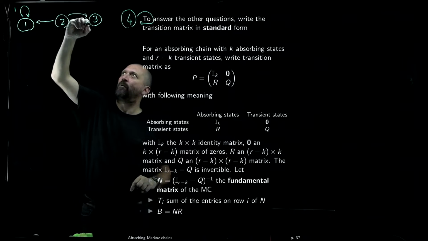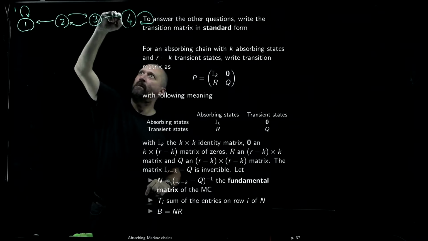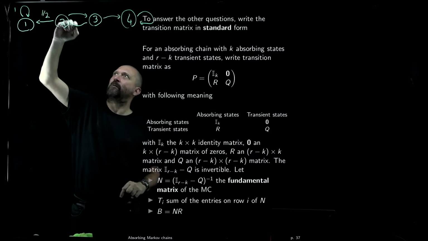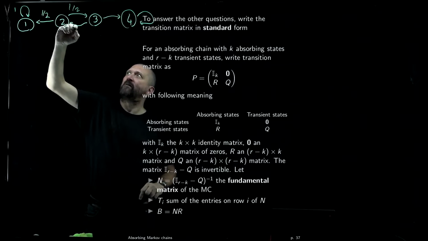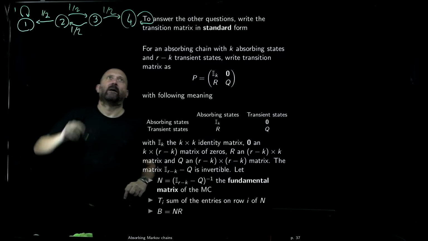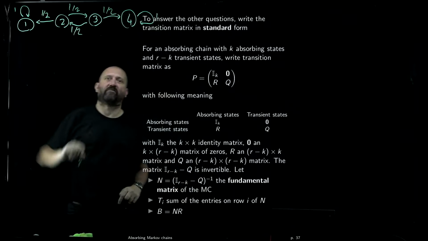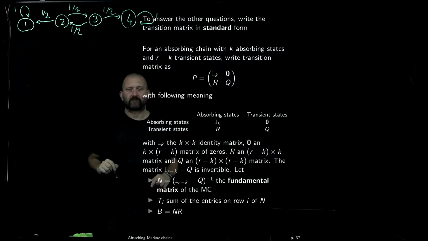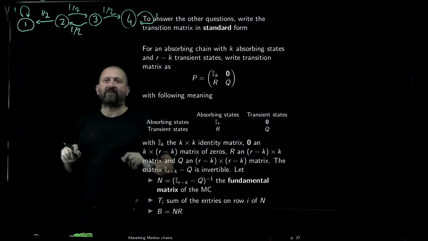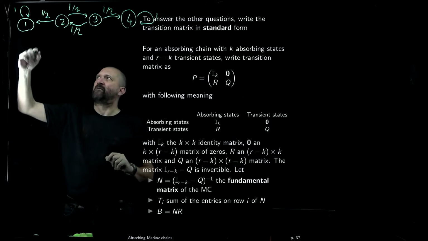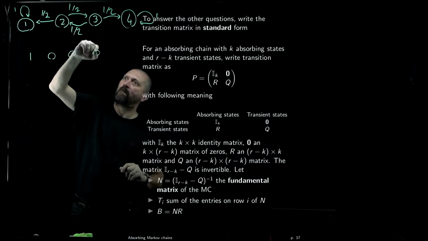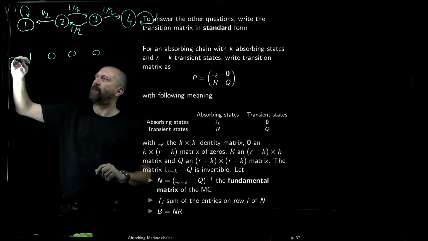To make things simple, let me just say that it's like this. Here I have a probability 1/2 of going there, 1/2 of moving there, 1/2 and 1/2. And this is probability 1, and this is probability 1. If I look at the transition matrix for this graph, what do I have? From 1 I can go to 1 and nowhere else. This is P.